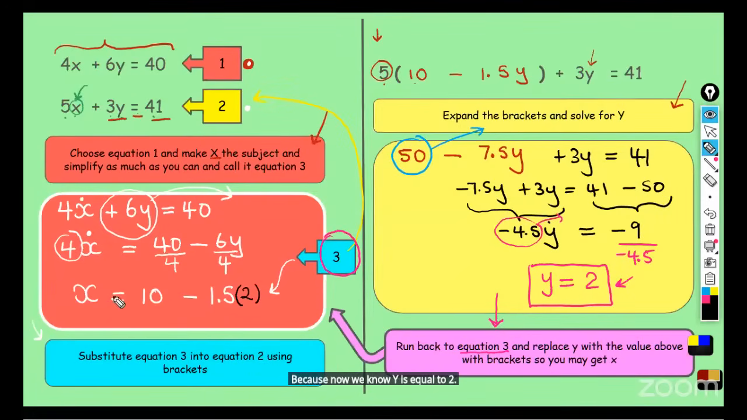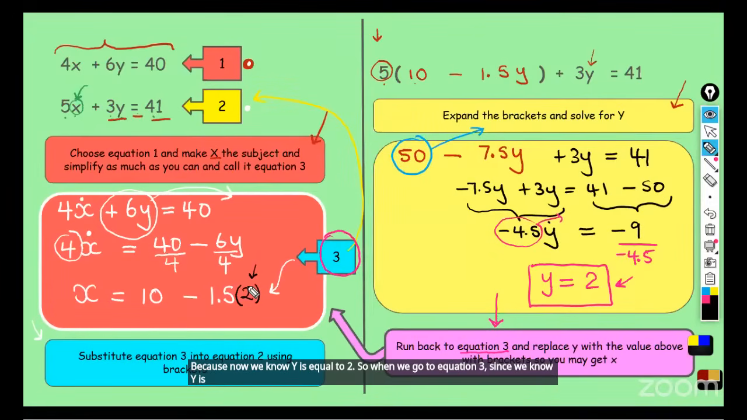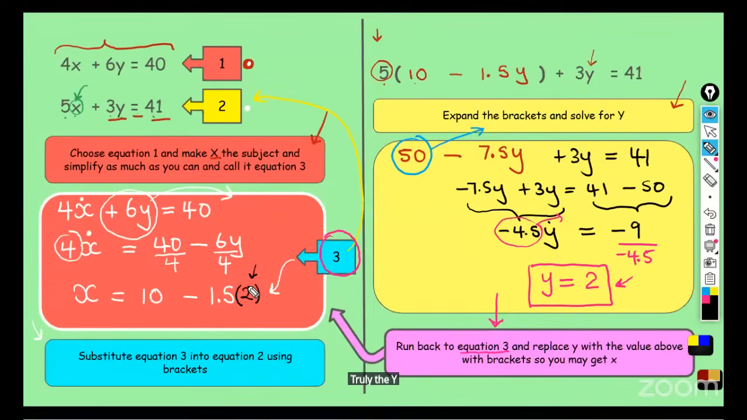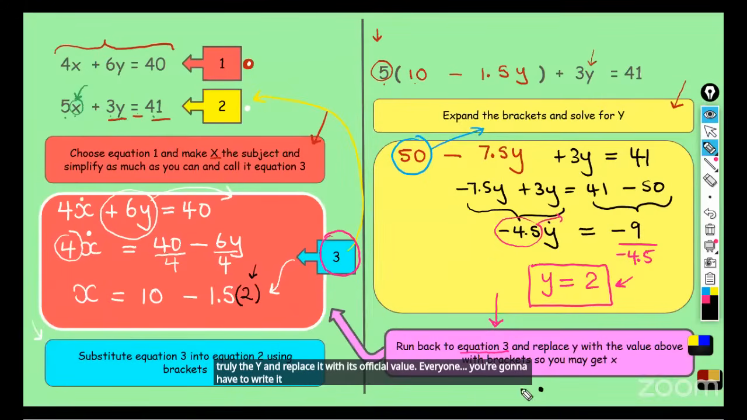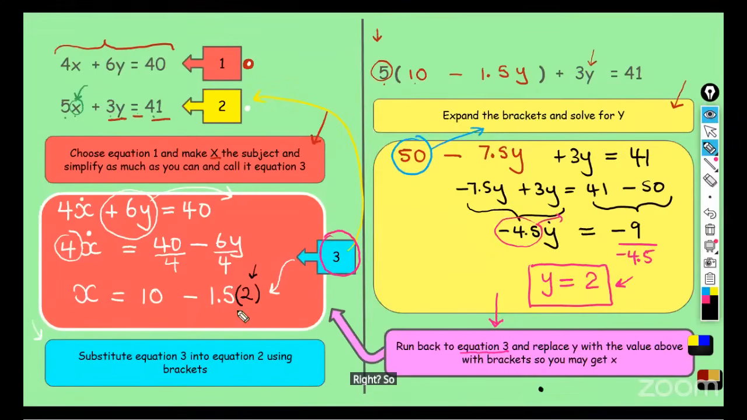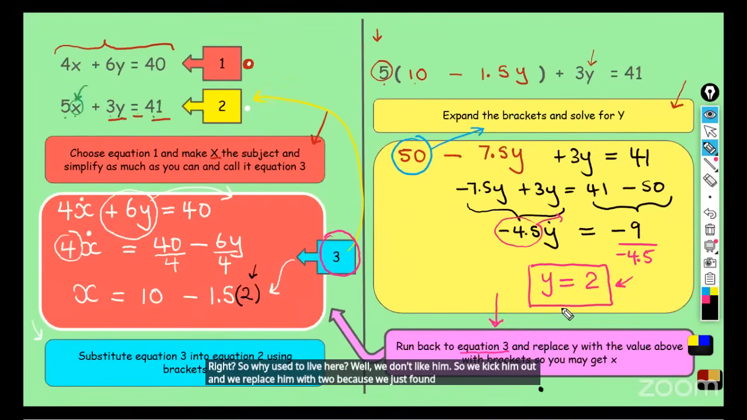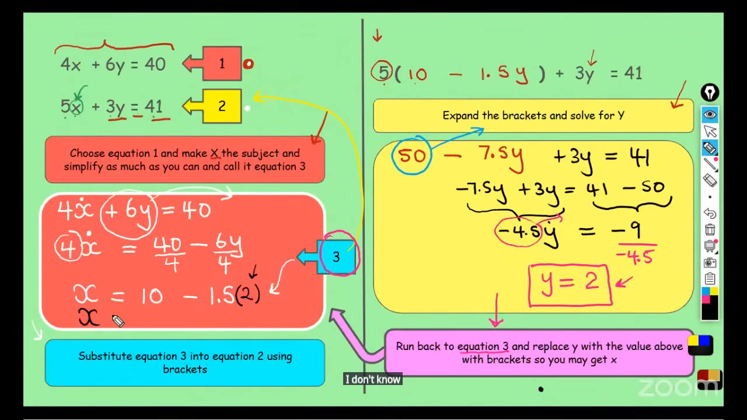So when we go to equation 3, since we know y is 2, throw away the y and replace it with its official value. Everyone, now you're going to have to write it underneath here. I ran out of space. Write this line underneath, going downwards in your book. So y used to live here. Well, we don't like him, so we kick him out and we replace him with 2 because we just found out y is 2. And look how easy this is now.